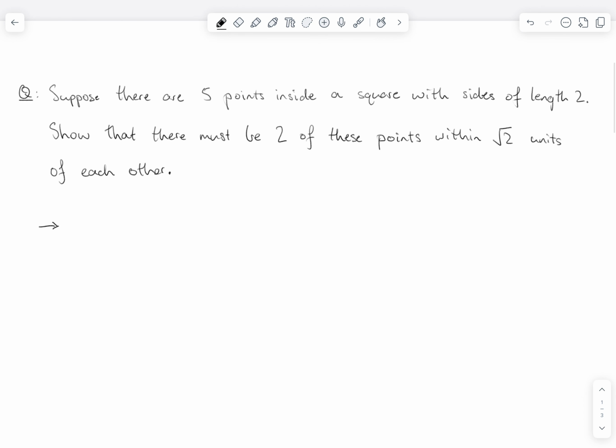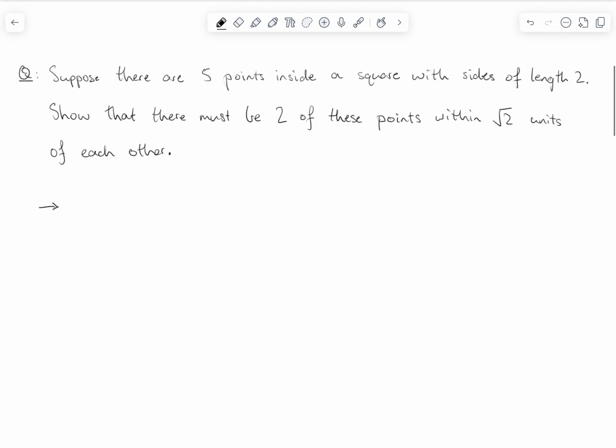Suppose there are 5 points inside some square with sides of length 2. We need to show that there must be 2 of these points within root 2 units of each other.